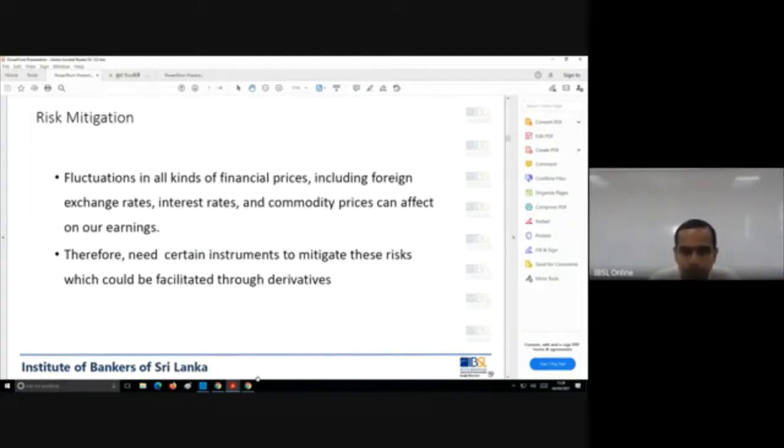Then how do you mitigate risk? Fluctuations in all kinds of financial prices, including foreign exchange, interest rate, and commodity prices, can affect our earnings, right? So volatility has an impact on earnings, can be a positive impact or a negative impact. Therefore, you need certain instruments to mitigate these risks, which can be facilitated through derivatives.